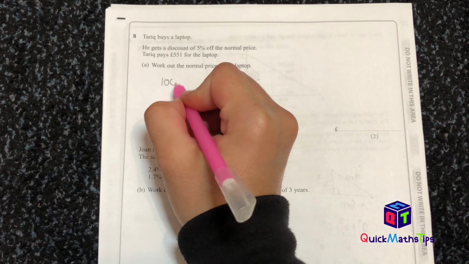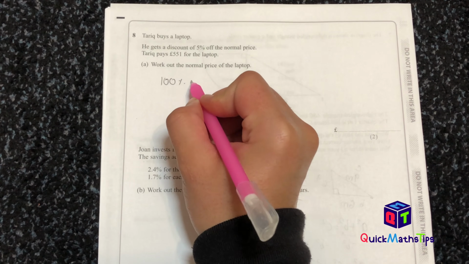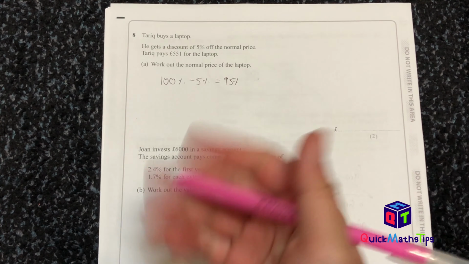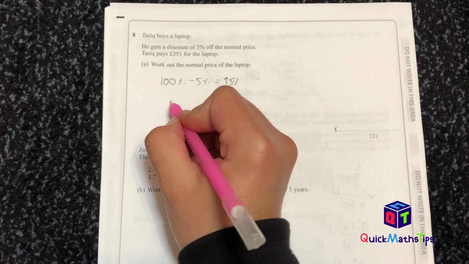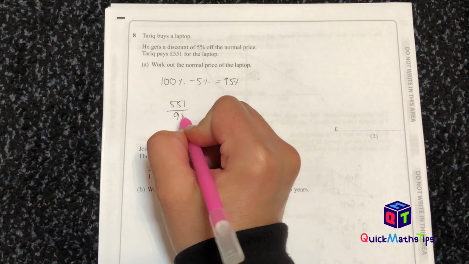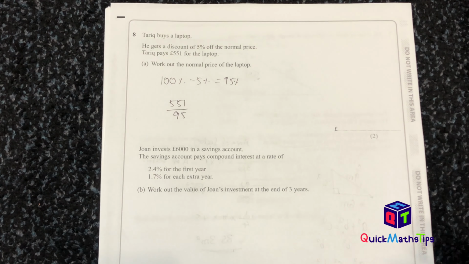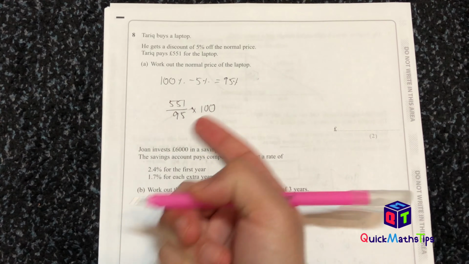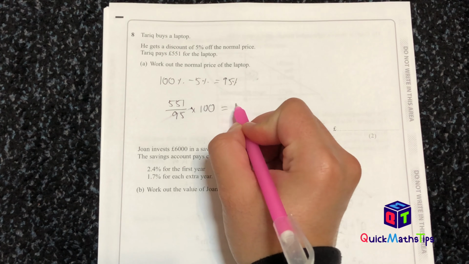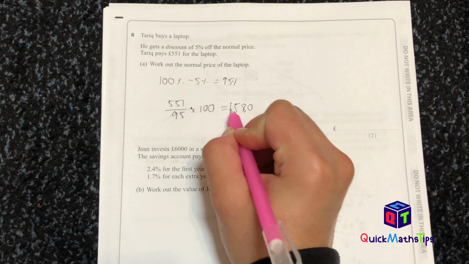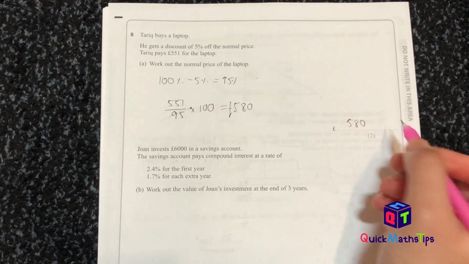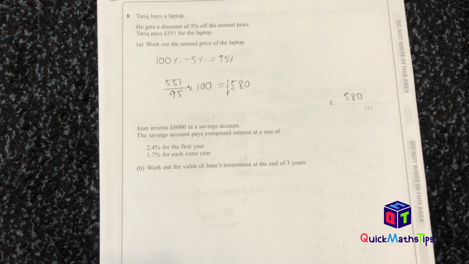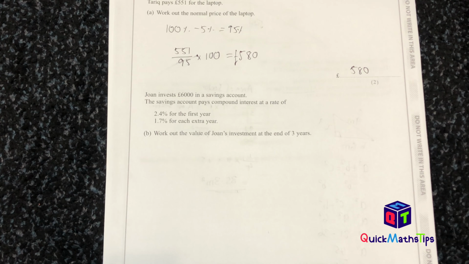Now, the normal price is 100% and he got a 5% discount, so I subtract 5% from that and I'm left with 95%. So he's basically paid for 95% of the value. So I'm going to do £551 divided by 95% because he's paid for 95% of the value, and then multiply by 100 because I'm trying to work out the original amount. Plug this equation into the calculator and I should get £580. So the original price of this laptop is £580.